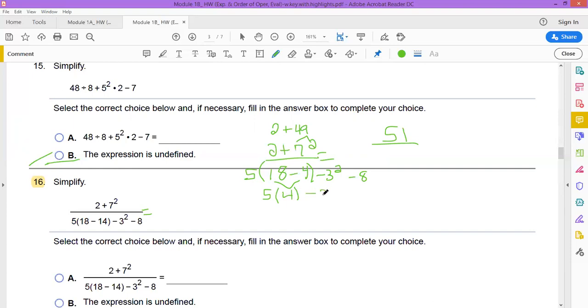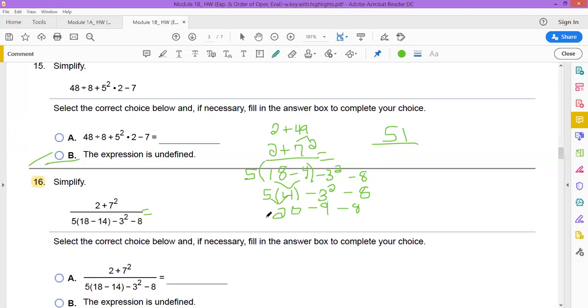Behind, we have minus 3 to the second power minus 8. All right. Now our exponent here, 3 to the second power. 3 times 3 is just 9. So minus 9, carry down our minus 8. And 5 times 4. 5 times 4 is 20.